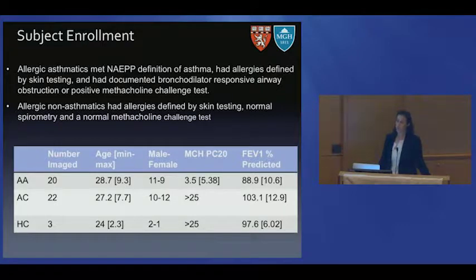So we had 20 allergic asthmatics. These were very mild asthmatics. 22 allergic controls. They were allergic, but they did not have asthma. And then 3 healthy controls. And I just put this up here so you can see that these were very, very mild asthmatics.